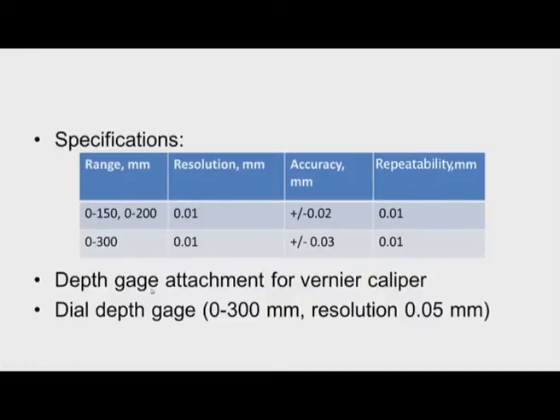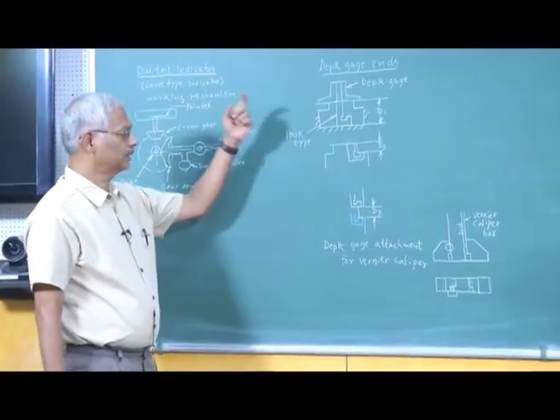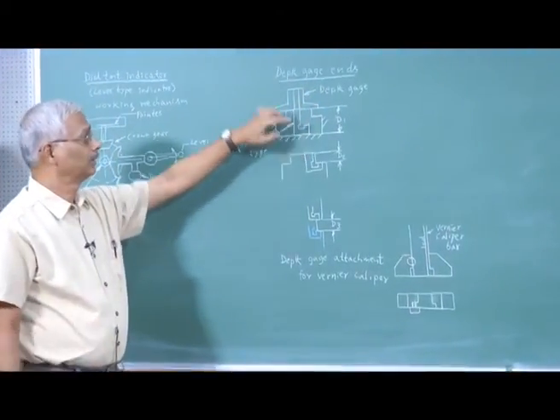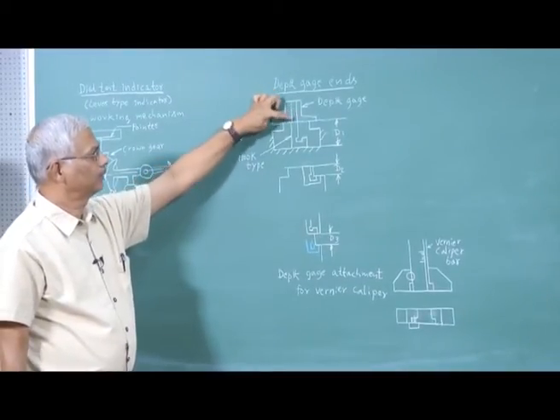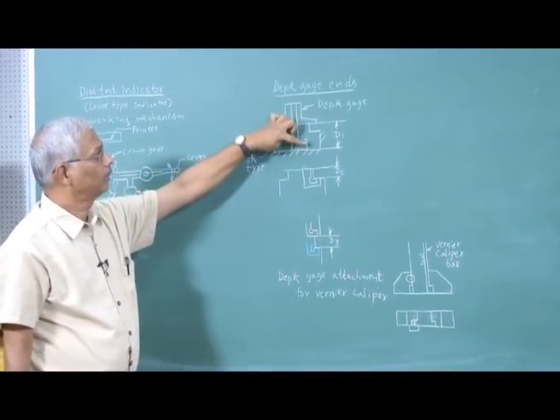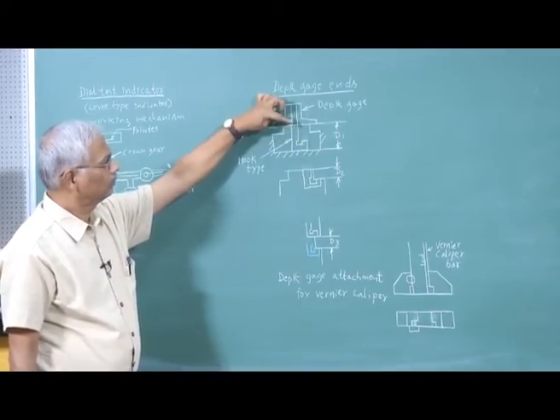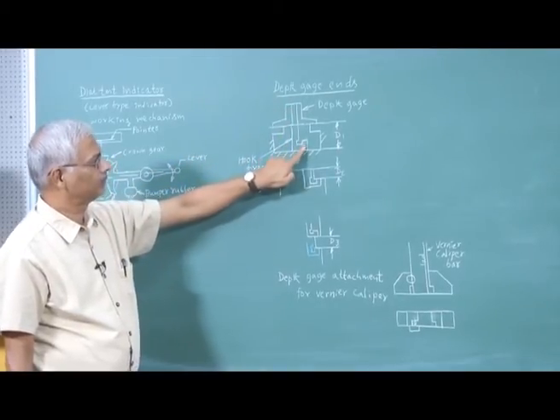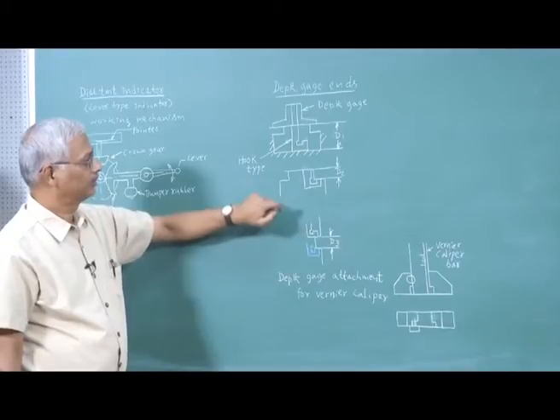Now, depth gauge attachment for vernier, so some attachments are also available. Now, we can see that sketch of depth gauge attachment. Here we can see depth gauge ends, different kinds of ends are available. Now, this is a hook type end. This is the rod of the depth gauge, and it is shaped like this. Hook type shape is there.